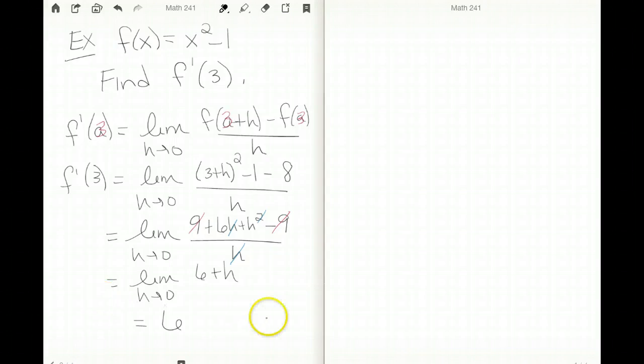So if you're thinking about this graphically, x squared minus 1 looks something like this. It's a parabola shifted down 1 unit. And when x is 3, let's see, 1, 2, 3. At 3, we're here. If you draw the tangent line there, the slope of that line, the slope m, is 6. But remember, we don't use m anymore because we have derivatives, right? So we say f prime at 3 is 6.